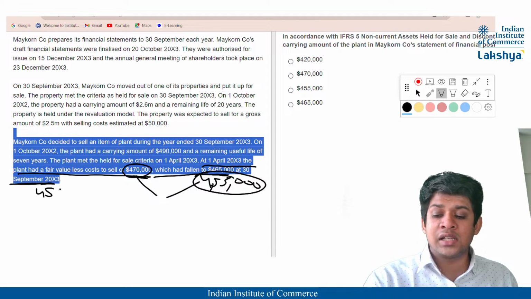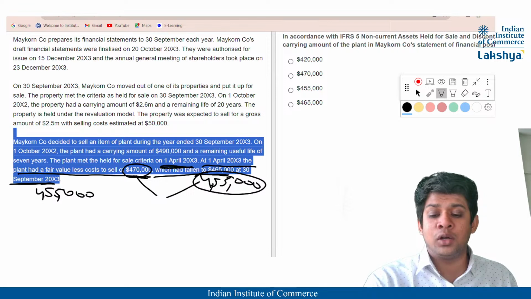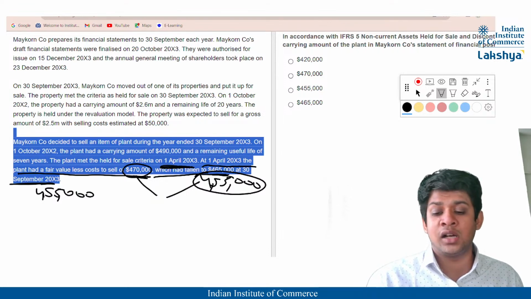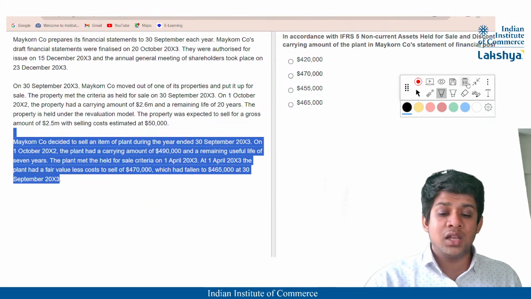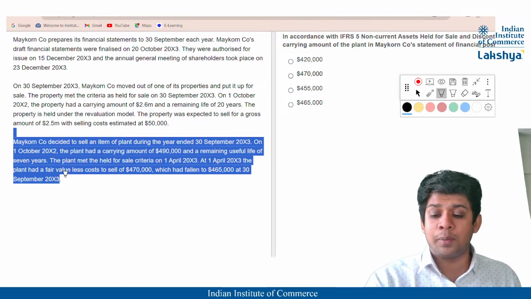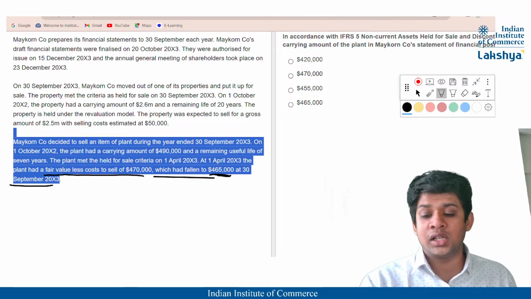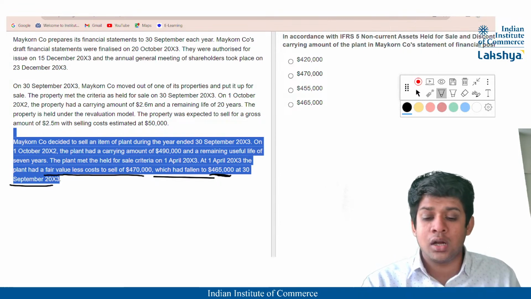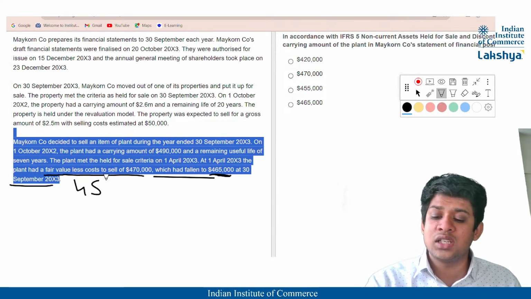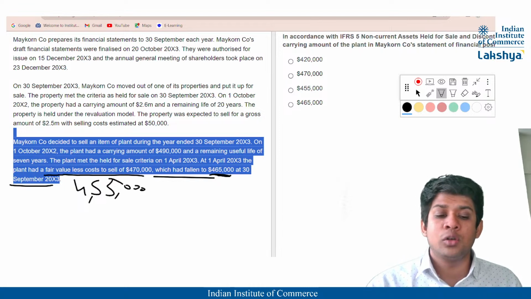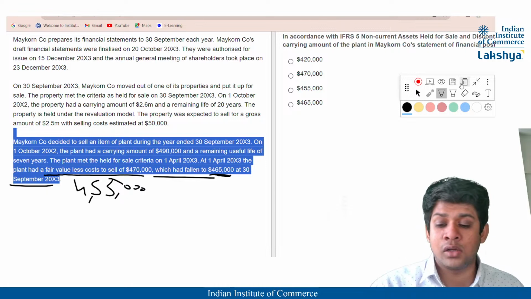So we will recognize the asset at 4,55,000, but that is on 1st April 2013 when it is classified as held for sale. By the year end, the fair value has dropped, and the fair value had fallen to 4,65,000 at 30th September 2013. Now the fair value has dropped. Still, the carrying value of my asset is 4,55,000 only. So my value will be at 4,55,000 only.